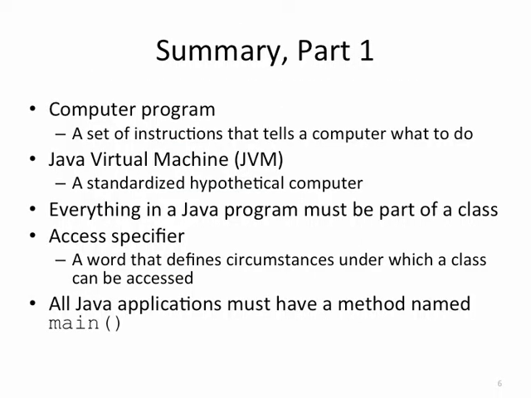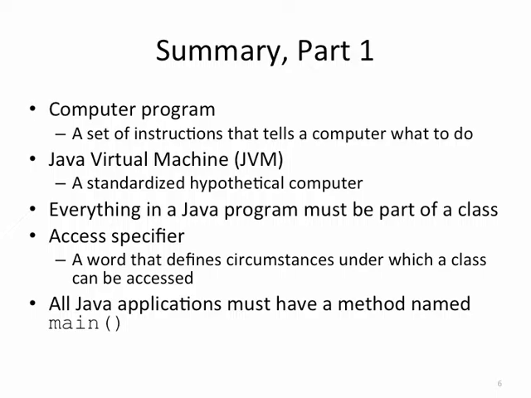So to summarize from Unit 2, a computer program is a set of instructions that tells the computer what to do. The Java virtual machine is a little piece of software that allows your Java program to be run on whatever machine it's trying to be run on. Everything in a Java program must be part of a class, so all your statements will be part of a class. An access specifier is a word that defines the circumstances under which a class can be accessed. For this particular course, we will always use public, so we will always use public class.